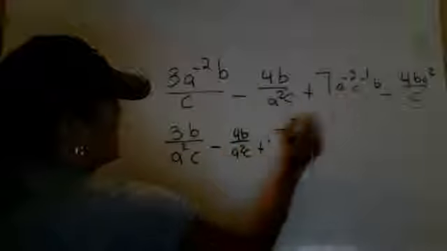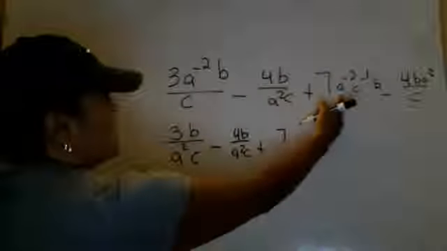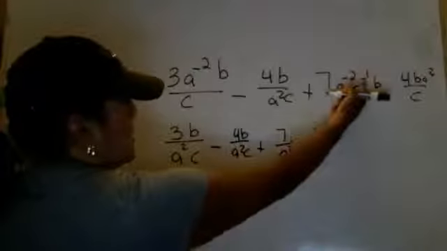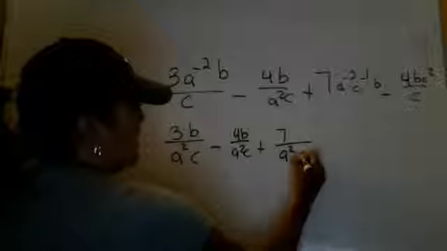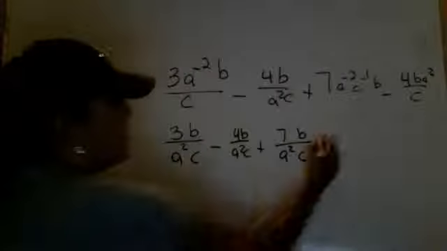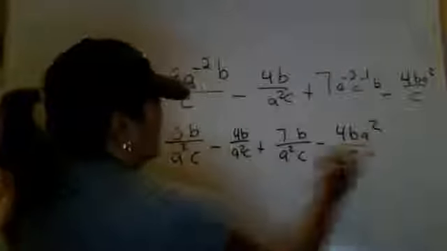Then I've got 7, whoops, a to the negative 2, so that's a over 1. Its reciprocal is 1 over a, so it's going to go to the bottom, squared. C to the negative 1 is 1 over c, and it's to the first power, it's implied, so we don't have to write that 1 there. Minus 4b a squared c.